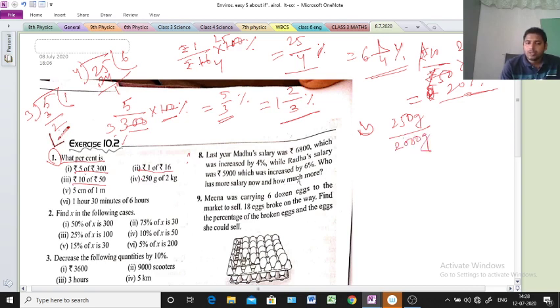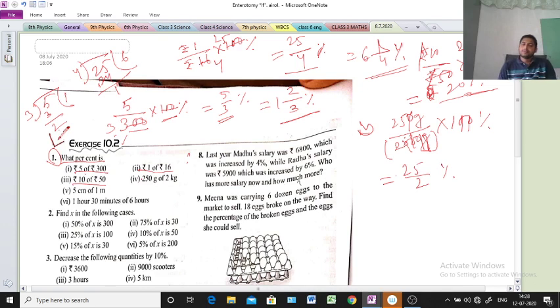We can write that, or not? Clear? 250 gram by 2 kg, and 2 kg means 2000 gram. Clear up to this one? Into 100. Now cancel. In the numerator 2 zeros, cancel it. Here also 2 zeros, cancel it. From 250, 1 zero and 1 zero, here also 1 zero. That means we are getting 25 by 2%.